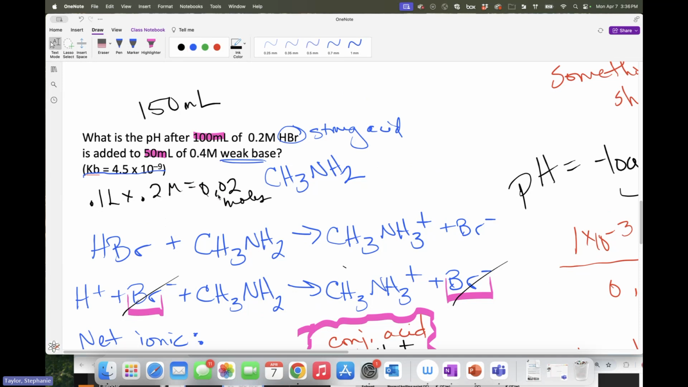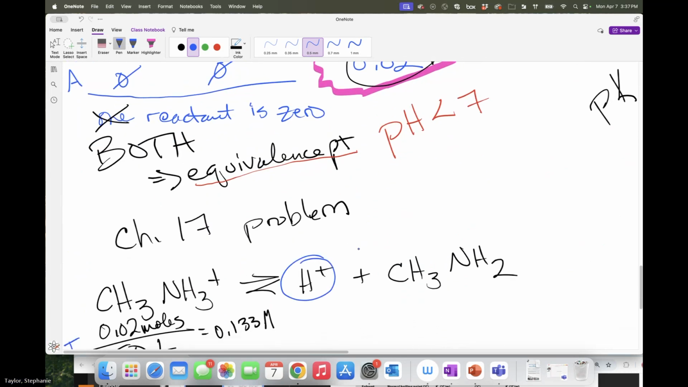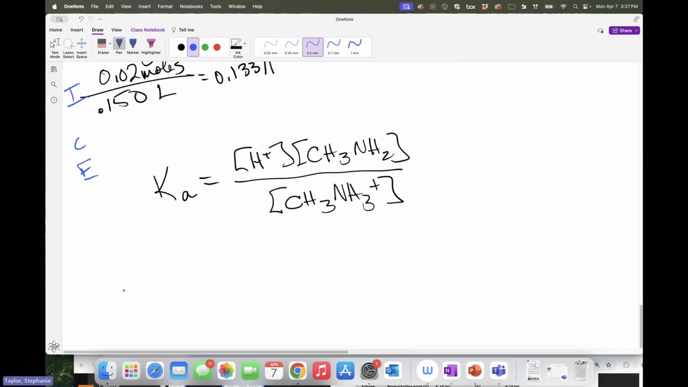How interesting. I have a Kb value. Well, that's because I had a weak base. So it gave me the Kb value of a weak base. I don't have the weak base anymore. I have an acid. That equilibrium has a proton in it. So I need a Ka value because of the proton. I have a Kb value, 4.5 times 10 to the negative 9. Great. So I'm going to use this.